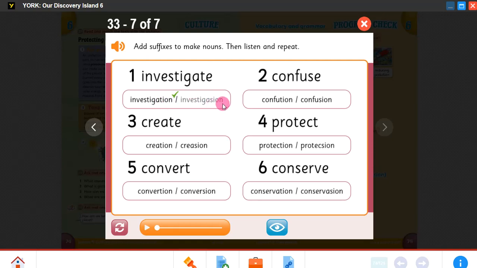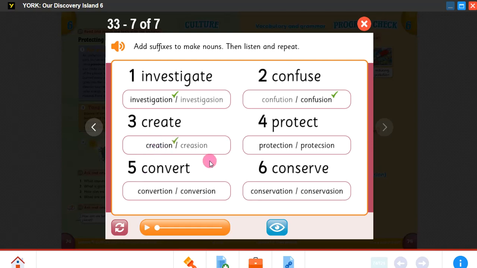S-I-O-N makes the sound j. So here, investigation, if I'm going to use this suffix here, it will be investigation. Okay, so S-I-O-N makes the sound j, while T-I-O-N makes the sound sh. So investigation is the correct answer. Confusion. I use the sound j here. So is it this one or this one? Of course, it's the S-I-O-N. Creation. I'm using the sh sound.